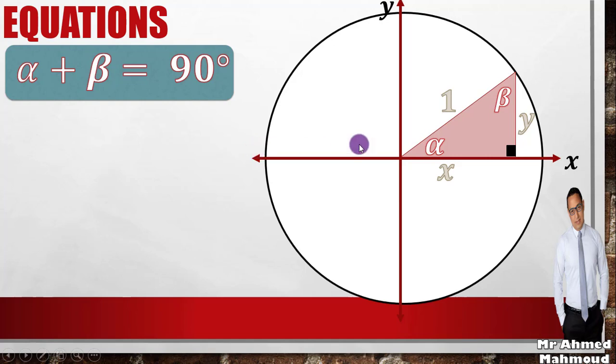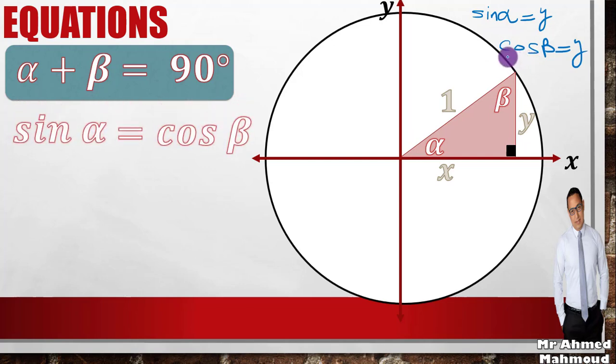Now look at me here. If I need sine alpha, sine alpha equals opposite over hypotenuse, which equals y. Cosine beta equals adjacent over hypotenuse, which equals y. So sine alpha and cosine beta are equal. This is the first rule with us. Cosine alpha and sine beta are equal.